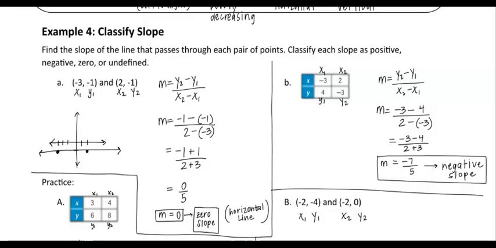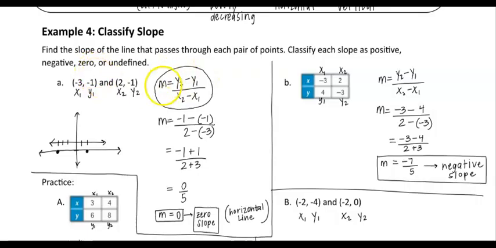So for example, if you wanted to find the slope between -3, -1, and 2, -1, you can either use the equation and plug in your numbers. Remember, subtracting a negative is the same thing as adding. So on top, you have -1 plus 1, which makes 0. On the bottom, you have -2 plus 3, which makes 5. But 0 divided by 5 is always 0. So that means that these 2 points have a slope of 0. That's telling me that it's a horizontal line.